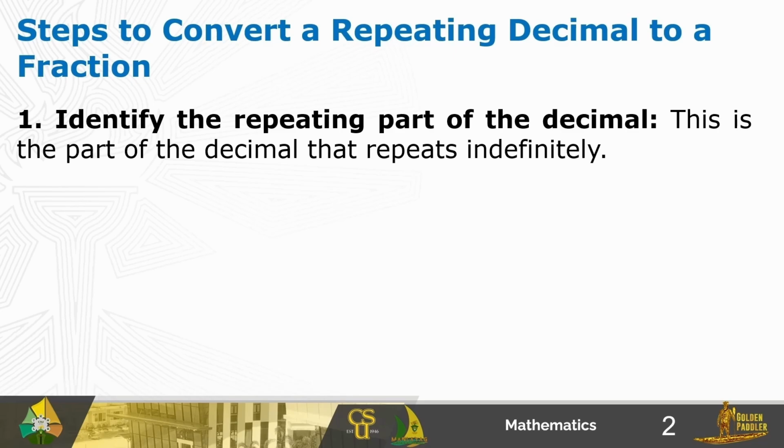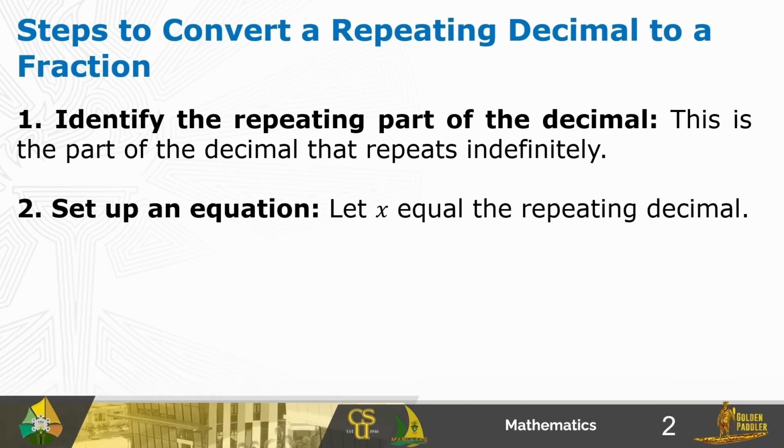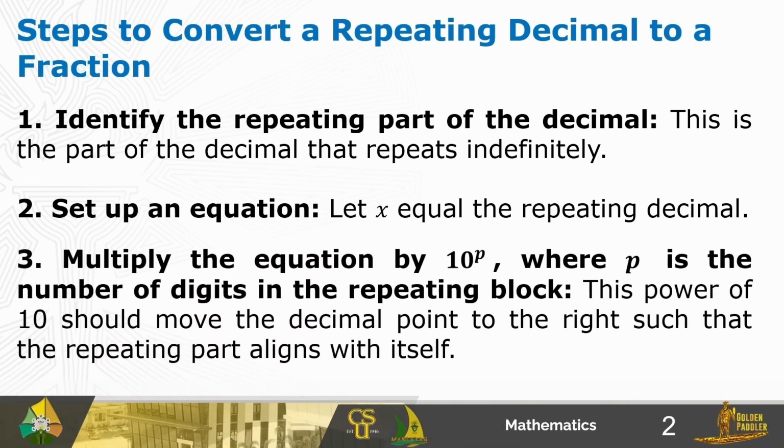There are several steps to consider in this topic. Step 1: identify the repeating part of the decimal. This is the part of the decimal that repeats indefinitely. For step 2, we have to set up an equation. Let x equal the repeating decimal. Then step 3: multiply the equation by 10 to the p, where p is the number of digits in the repeating block.